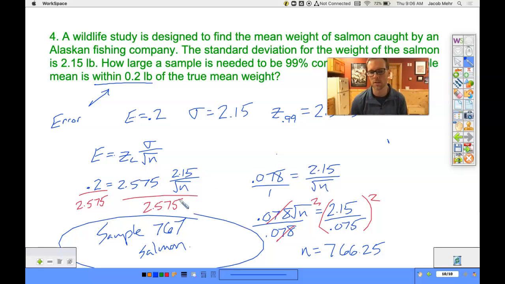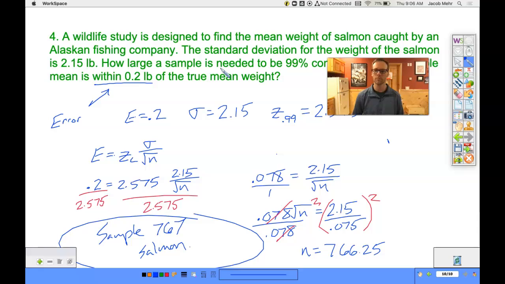Now, I want you to notice this too. Remember, to use this error formula our population has to be normally distributed. And we weren't told that up here. Okay? And if it's not normally distributed, we have to have a sample size of at least 30. And is our sample size at least 30? Yes, so we can be confident that our error is really 0.2. Now, if this sample size ended up being 12, we'd say, that's not really going to work unless we knew the population was normally distributed.